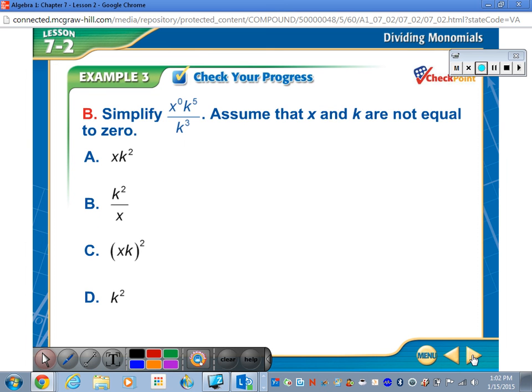Okay. Now, this one's a little bit different because keeping in mind only the x is raised to the 0 power. So again, pick that answer out.